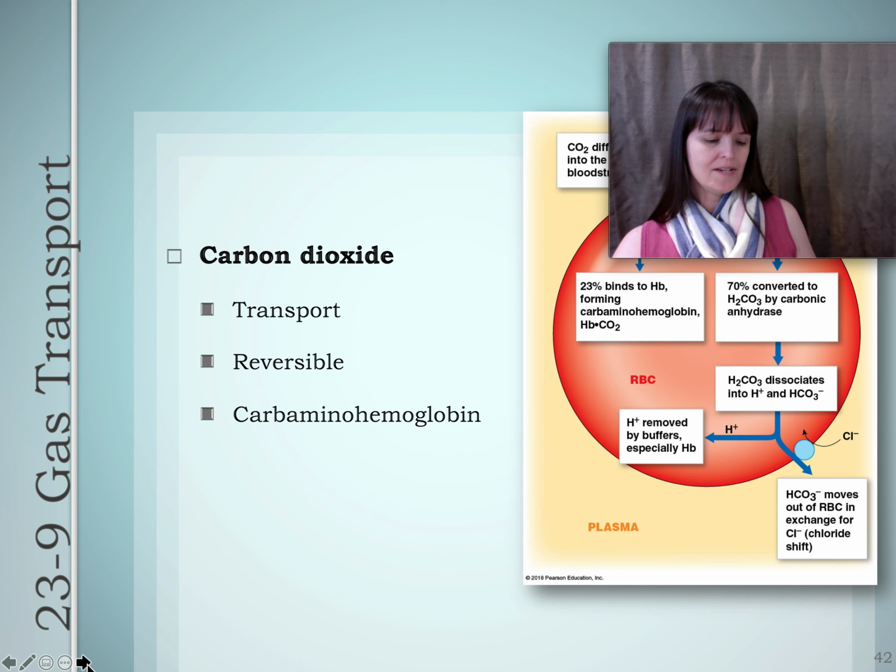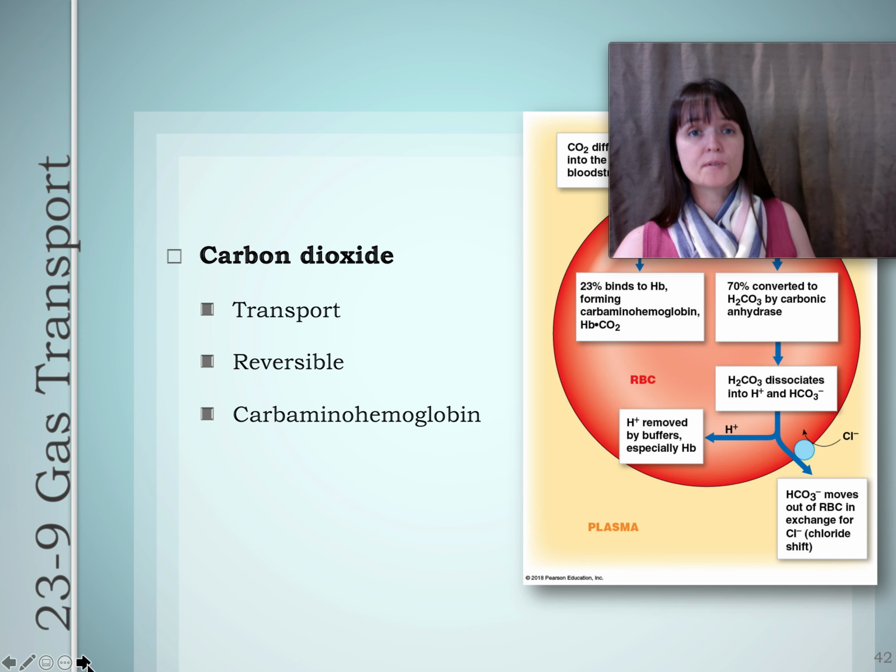Carbon dioxide, page 15. I'm going to try to finish respiratory in this video, so we need to start digestion. I'm going to get respiratory out of the way here.